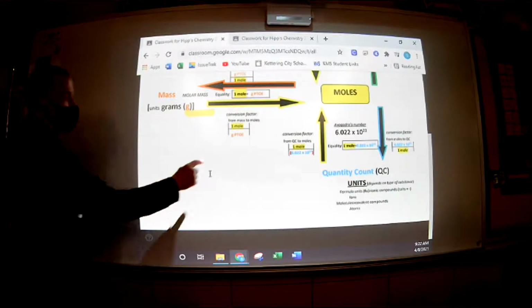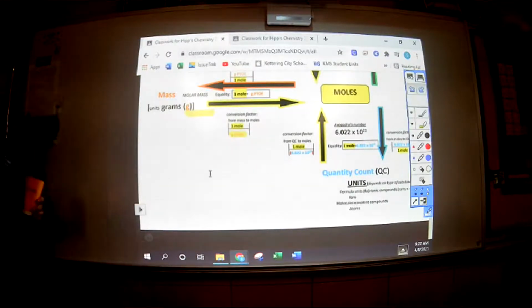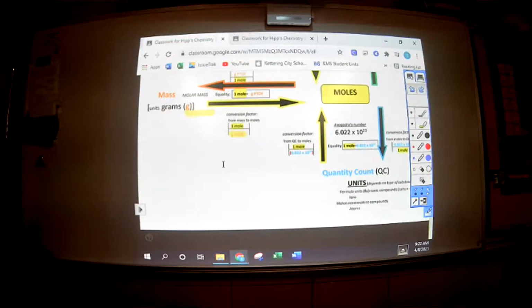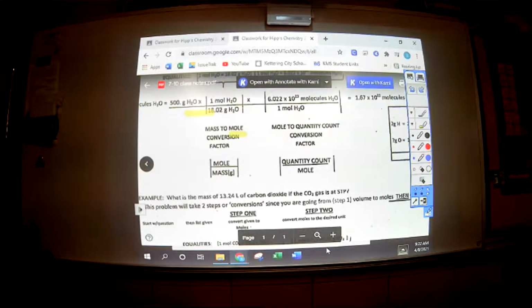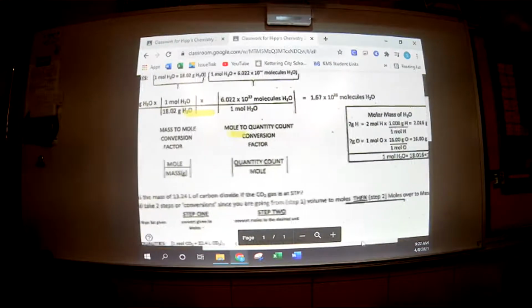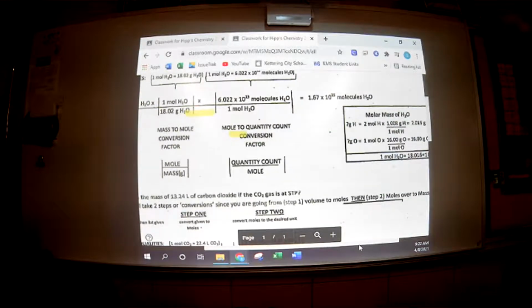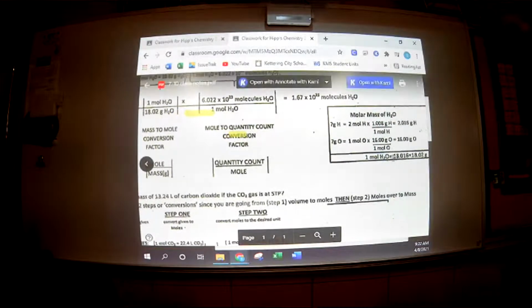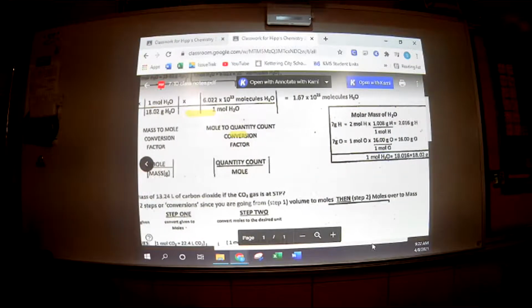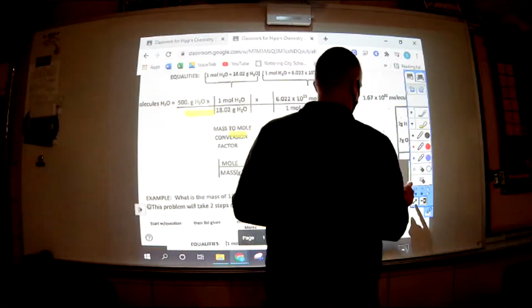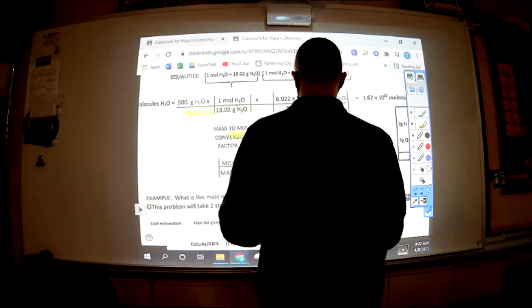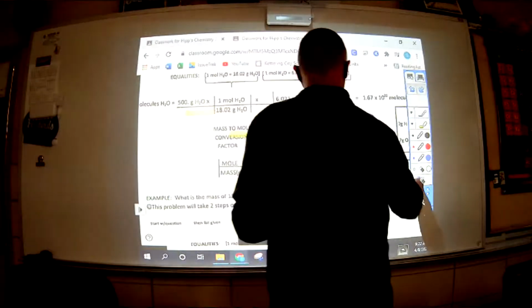It tells you right here. From the periodic table. So I have to add up the molar mass of water. So to do this problem, I have to add up the molar mass of water. They've added up the molar mass of water right over here. It's 18.02 grams. Here it's written as 18.016. It's 18.02 grams. So I'm going to put 1 mole over 18.02 grams. That's my first conversion.